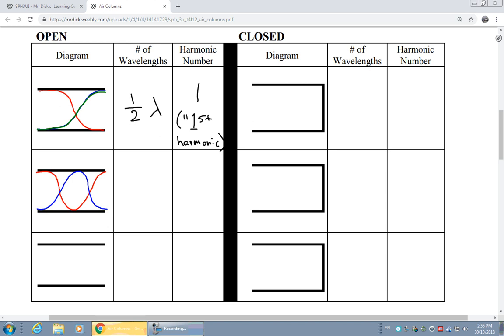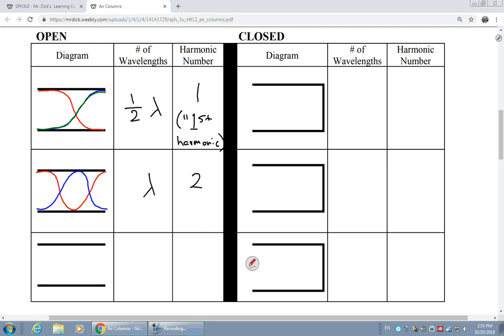Well, in that case, then, we've actually done one whole wavelength. And so I'm just going to write lambda, because really it's one whole lambda that we've covered. That's how many wavelengths we've covered in this case. And it's the second simplest waveform that we could draw, or standing wave pattern that we could draw. And so its harmonic number is 2. Or in other words, we would call it the second harmonic.